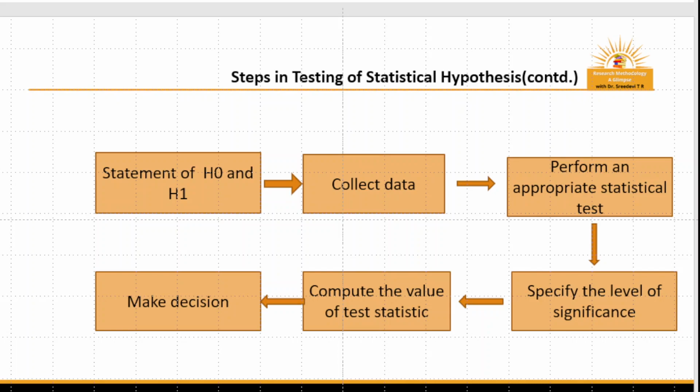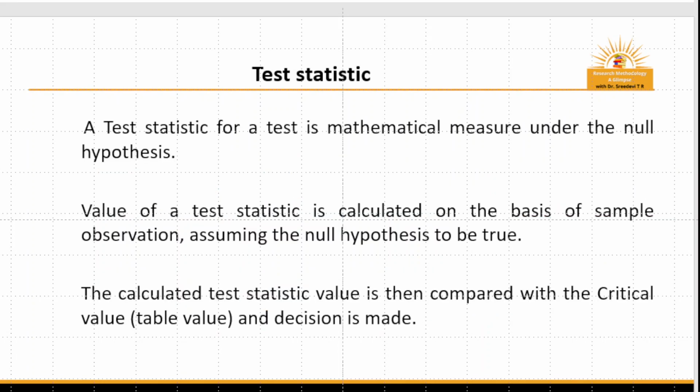Then what is a test statistic? A test statistic is a mathematical measure under the null hypothesis. It is the value obtained to decide whether to reject or not to reject a null hypothesis. Value of a test statistic is calculated on the basis of sample observation, assuming the null hypothesis to be true.